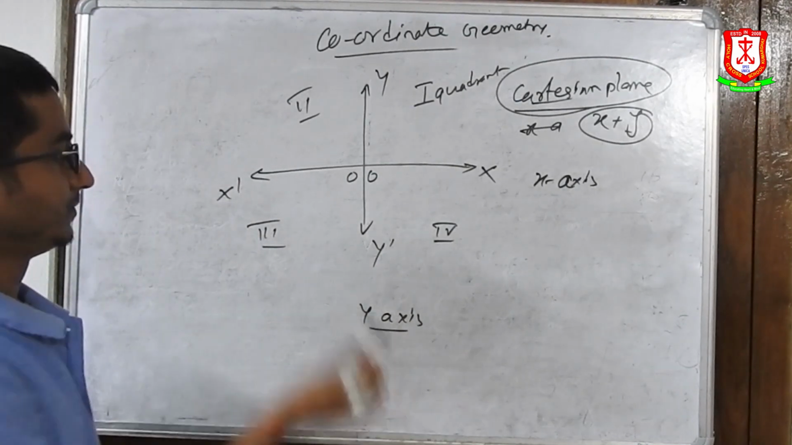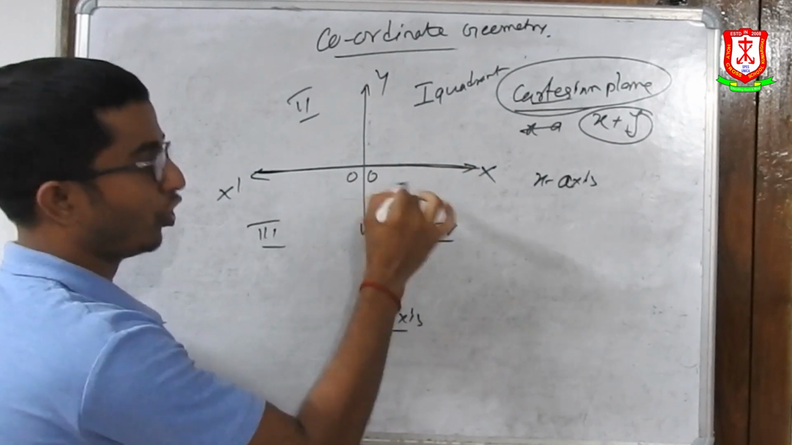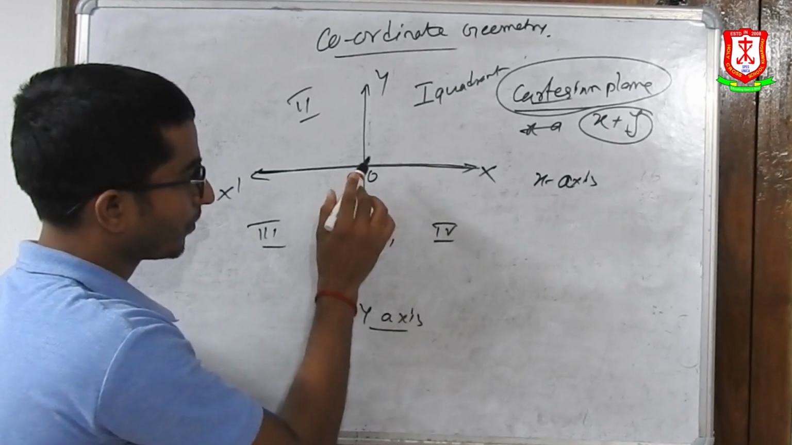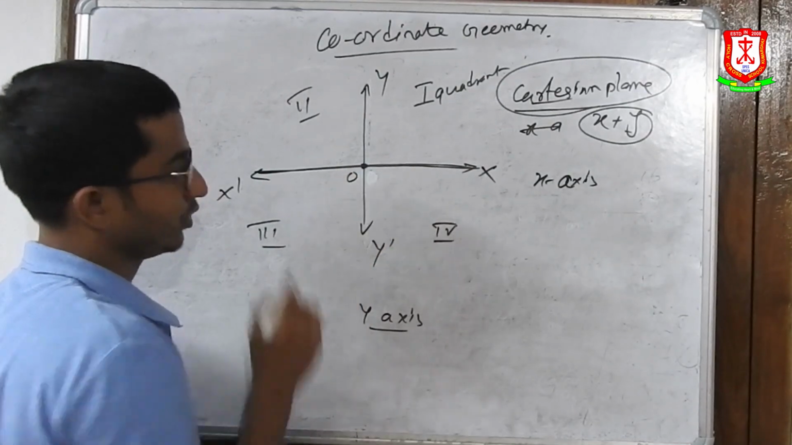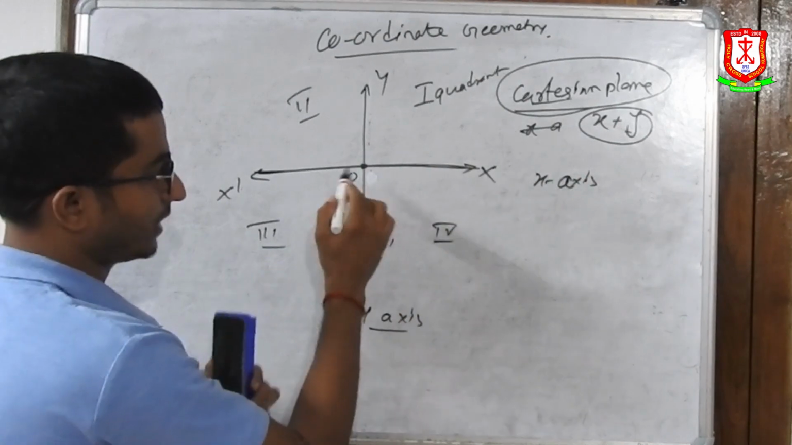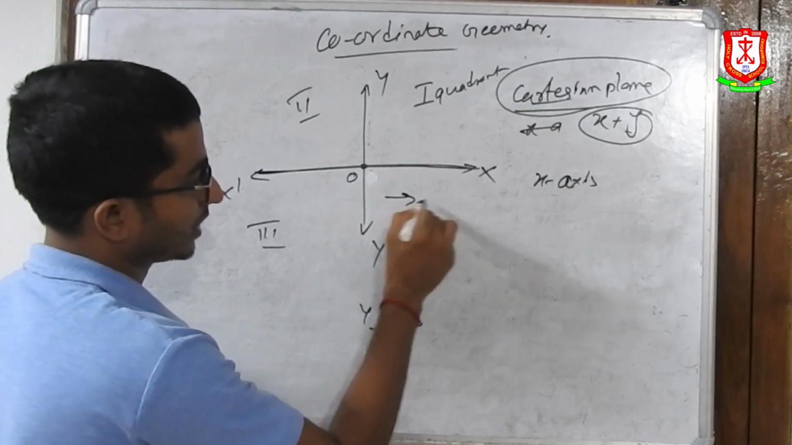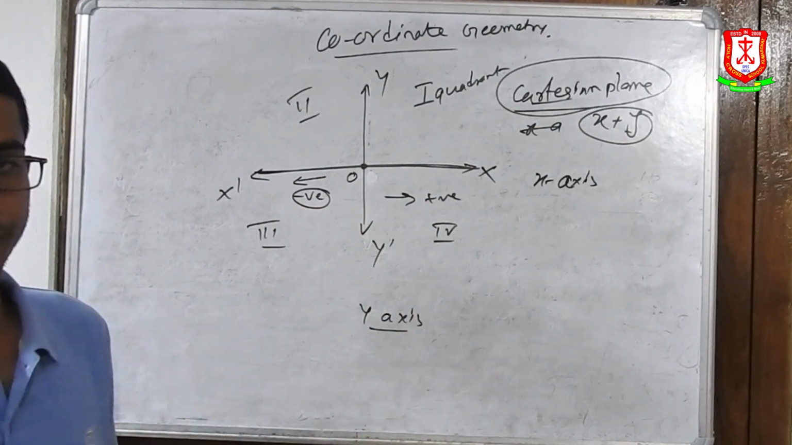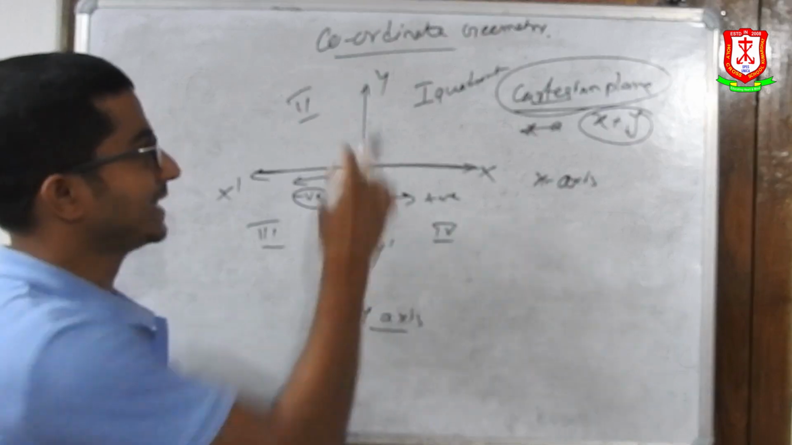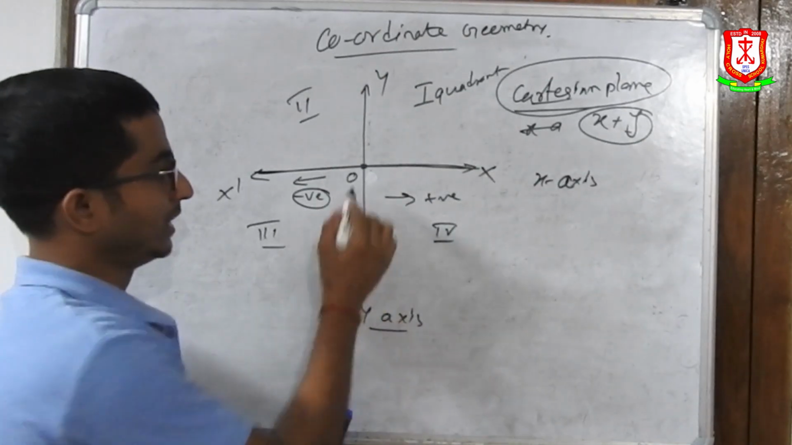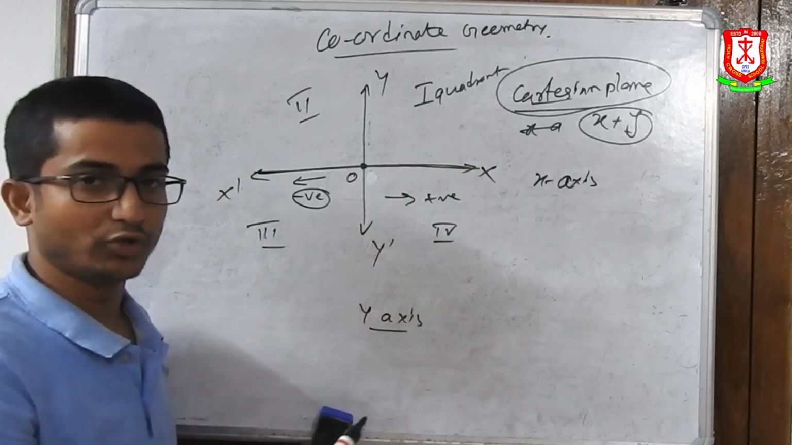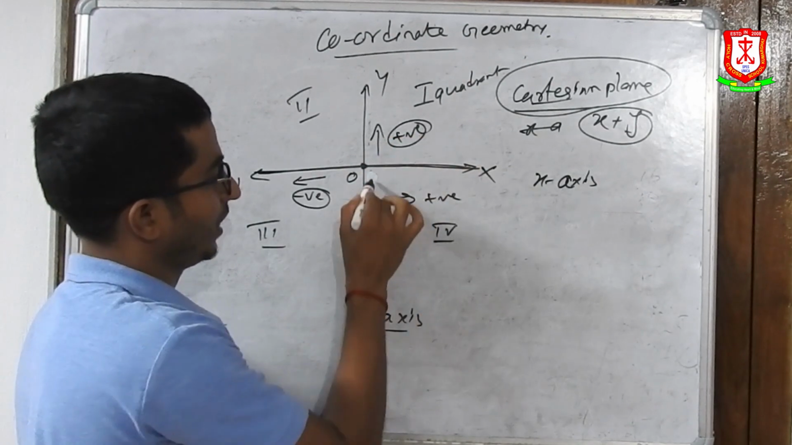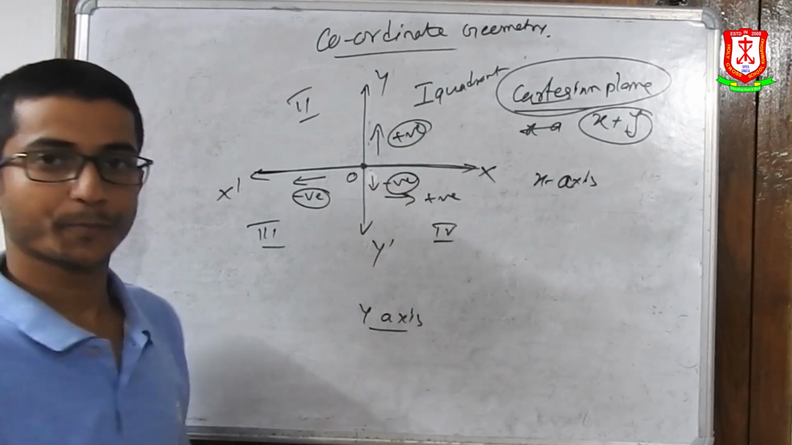If we consider this x dash x, the x-axis, as a number line, this will be 0. The right side of the point O we consider as positive numbers, and the left side as negative numbers. Similarly, if we consider this as a number line with this point as 0, the upper side will be positive and the downside will be negative.